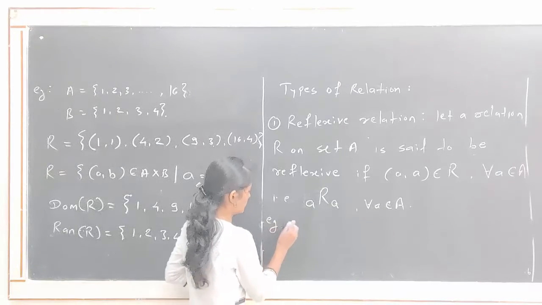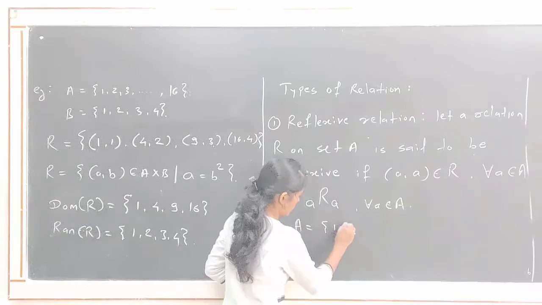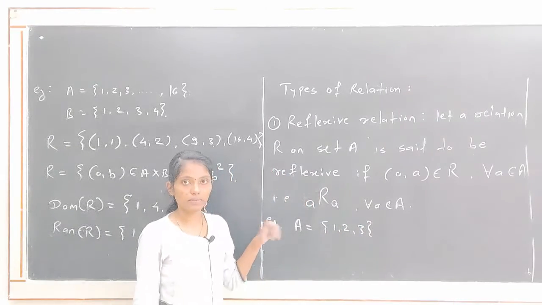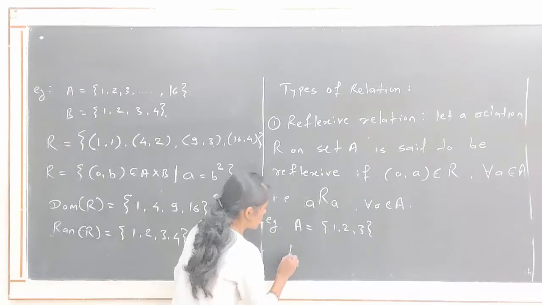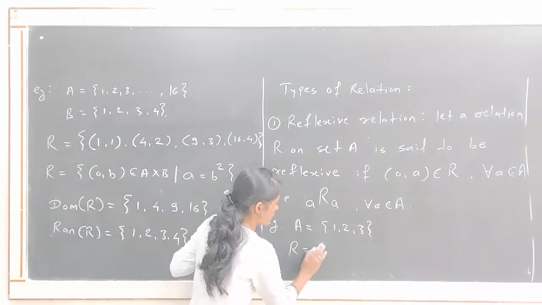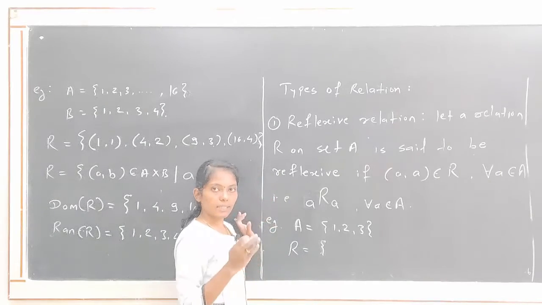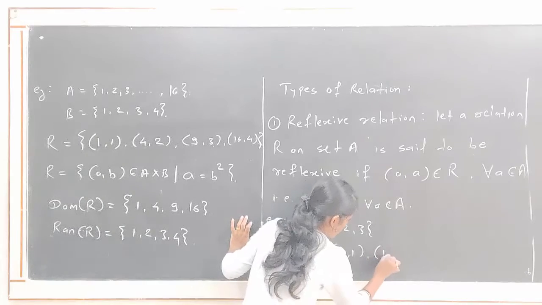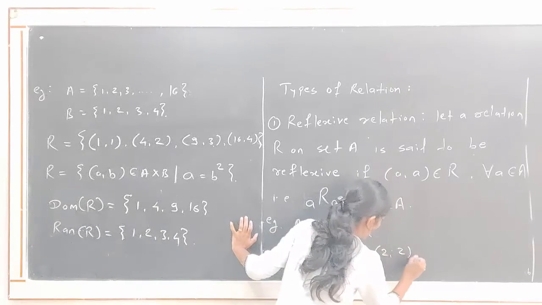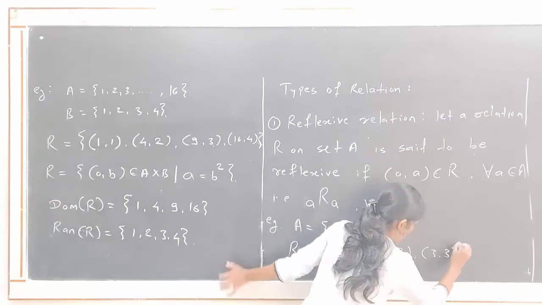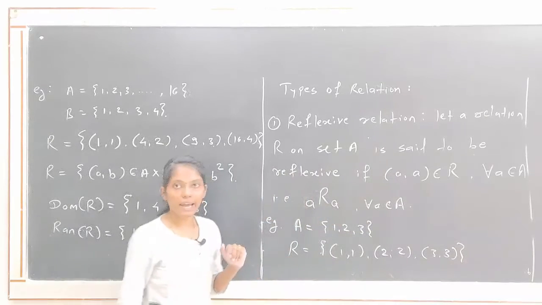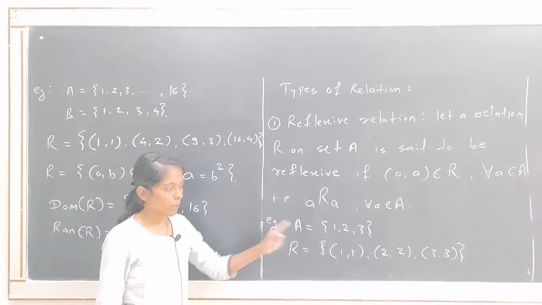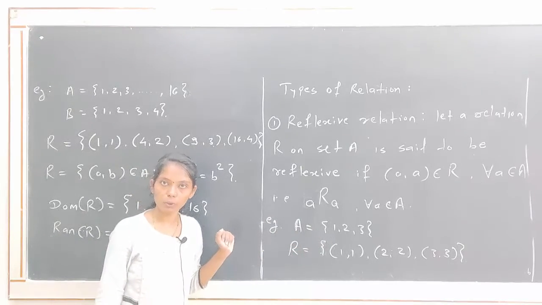For example, if we consider the set A = {1, 2, 3}, then here we want to find the reflexive relation of this set A. So R equals reflexive, that is A related to A itself: (1, 1), (2, 2) and (3, 3). So this relation is called a reflexive relation on set A. 1 related to 1, 2 related to 2 and 3 related to 3.